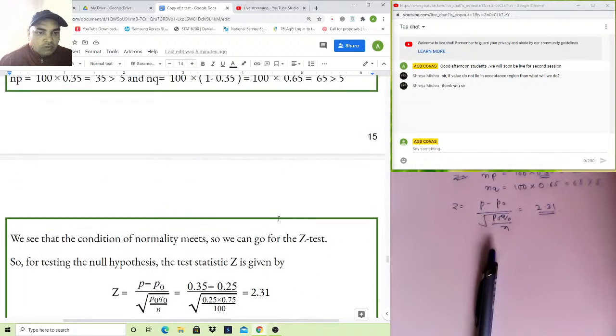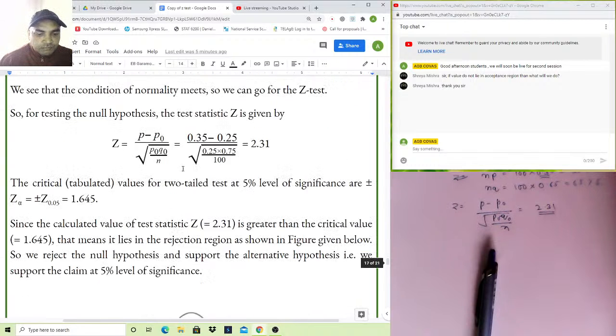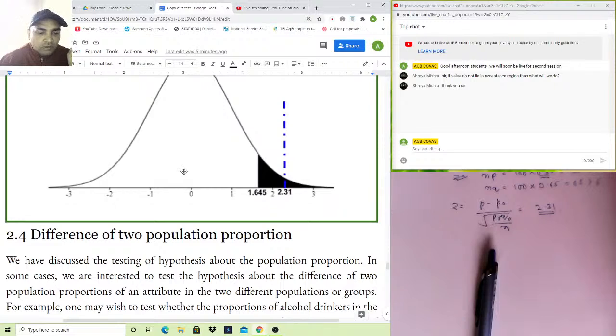So what was our alternative hypothesis? That the proportion of defective items is greater than 25%, which is the claim about that particular machine at the 5% level of significance. Therefore, we need to change that machine. So this is how we can conduct the test.